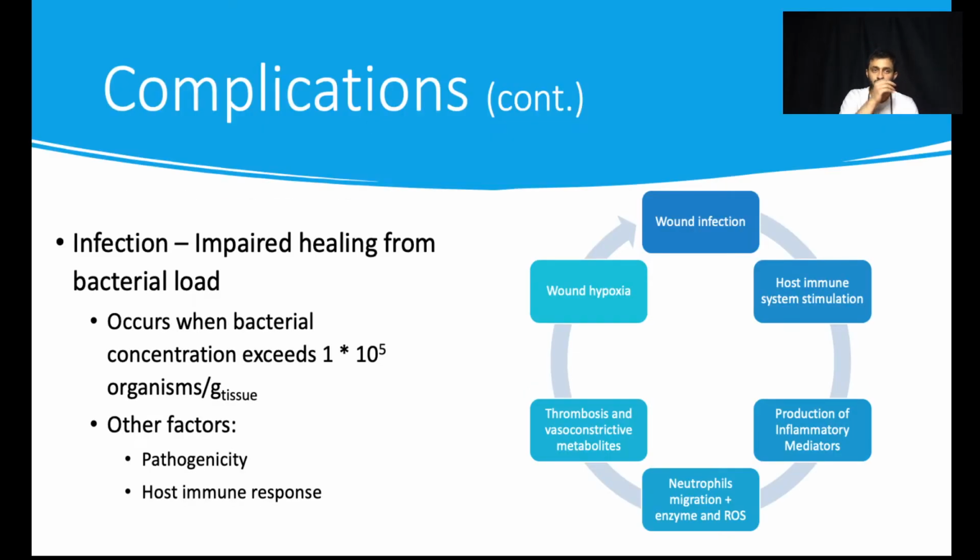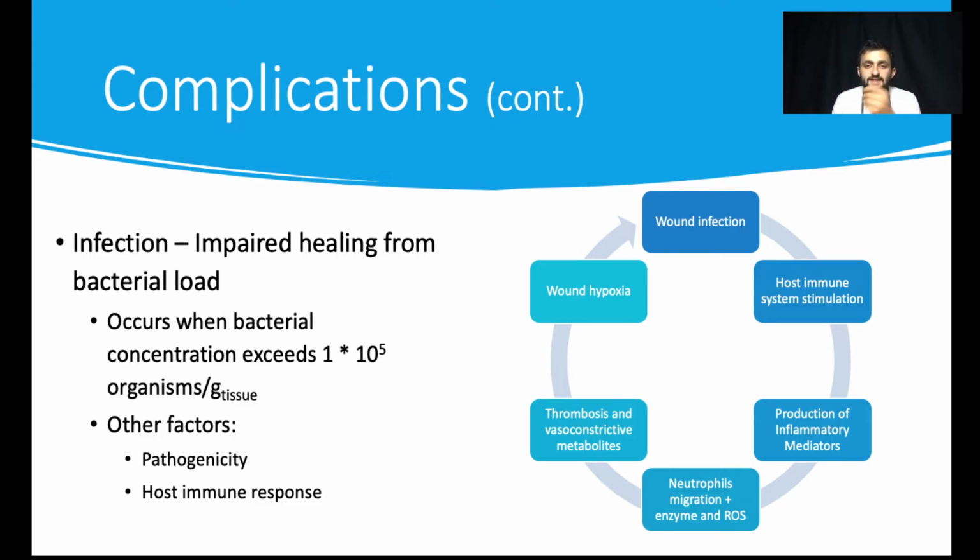So, a little bit about infection. Infection is going to be impaired healing from bacterial load, of course. It occurs when bacterial concentration exceeds 1 times 10 to the 5th organisms per gram of tissue, as many studies show; that's when you're going to end up having an infection. Of course, there are some bacteria where it doesn't even take that much to cause an infection, and that is based off of their pathogenicity and the host's immune response.